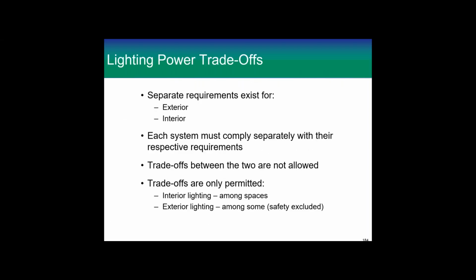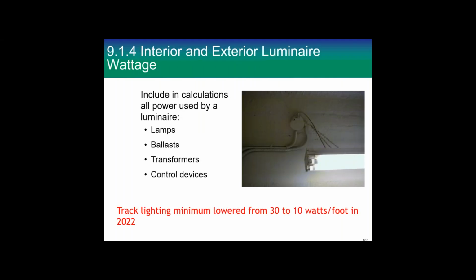So, lighting power trade-offs. Separate requirements exist for exterior and interior lighting. Each system must comply separately with their respective requirements. Trade-offs between exterior and interior are not allowed. You can trade off interior lighting among the spaces interior to the building. Exterior lighting, I'll show you on some that are non-safety or excluded, can be traded. Now, when we talk about wattage, we mean the lamps, the ballasts, the transformers, the control device. It's not just the lamps.